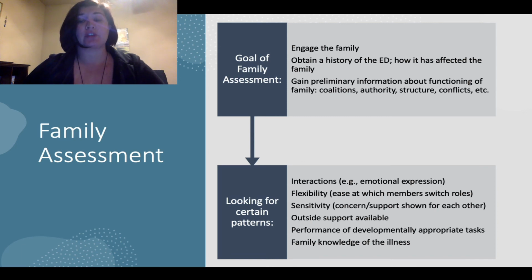We're also looking for certain patterns. How do they interact and express emotion in the family? What does flexibility look like? Is it easy to switch roles within families, or is it very rigid? Sensitivity: are there concerns or support? Are they able to validate each other? Is there any kind of outside support, groups, churches, spouses, friendships? Is there performance of developmentally appropriate tasks? Is the patient able to be independent, or is there too much independence depending on their developmental level?